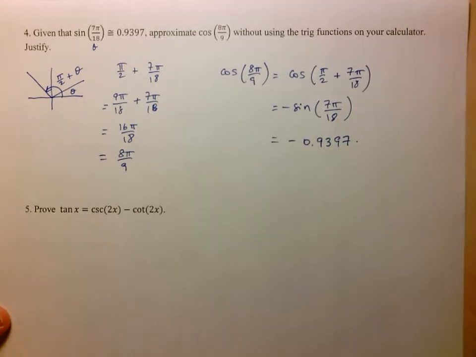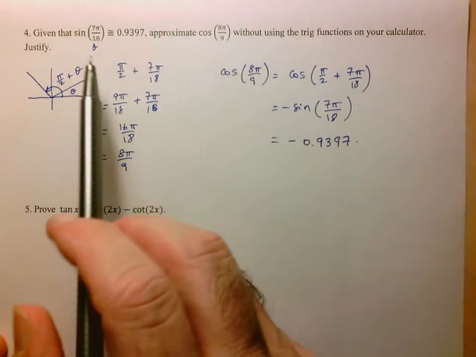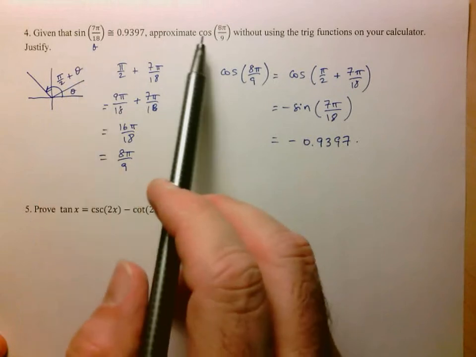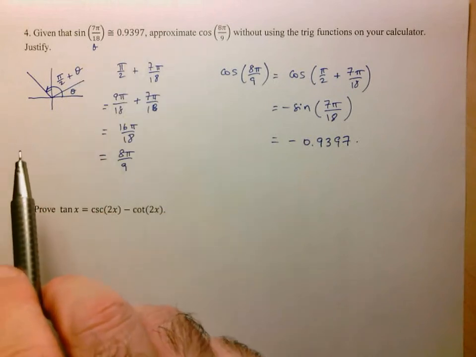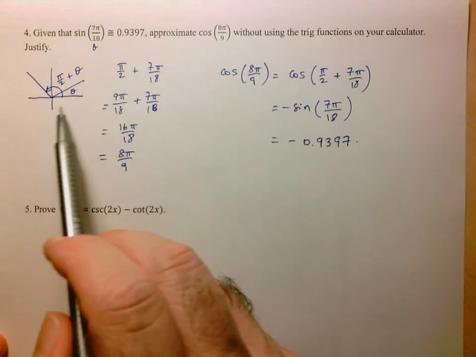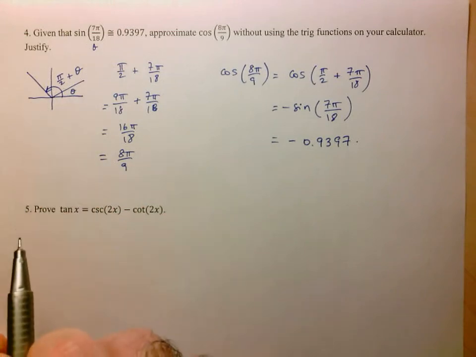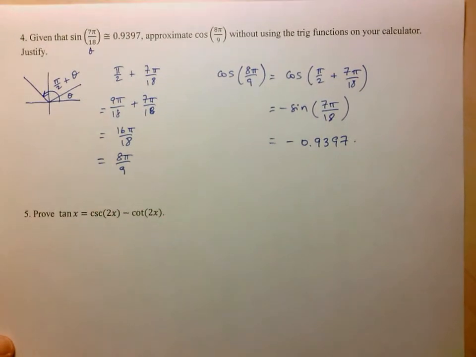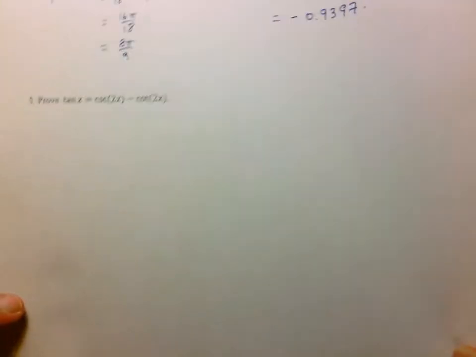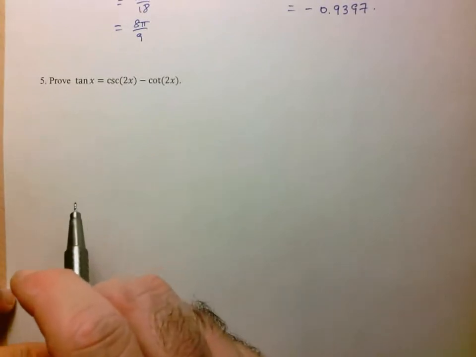0.9397. Okay, so just to recap here, when you're trying to show that a sine value and a cosine value are equal or negatives of each other, you need to be thinking about using correlated angles. Okay, so let's do the last question here. Okay, so they're asking us to prove this identity.